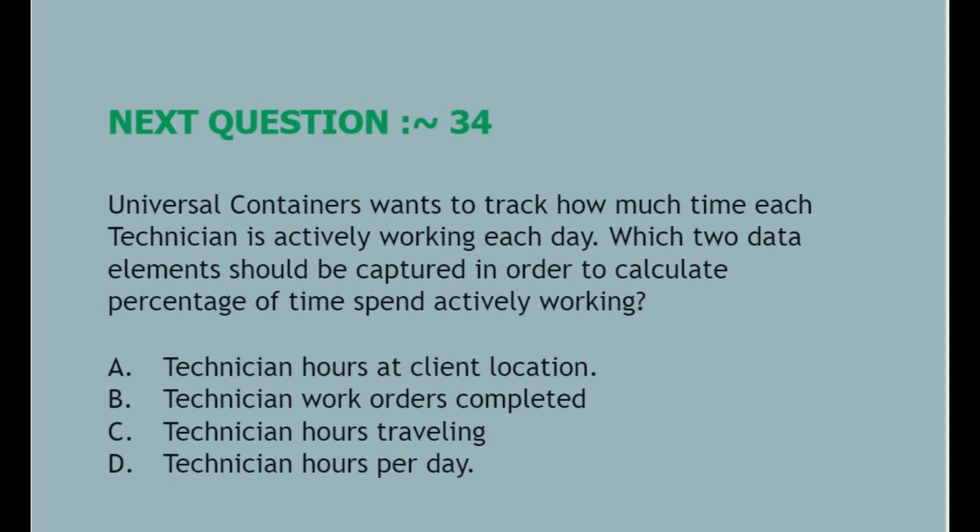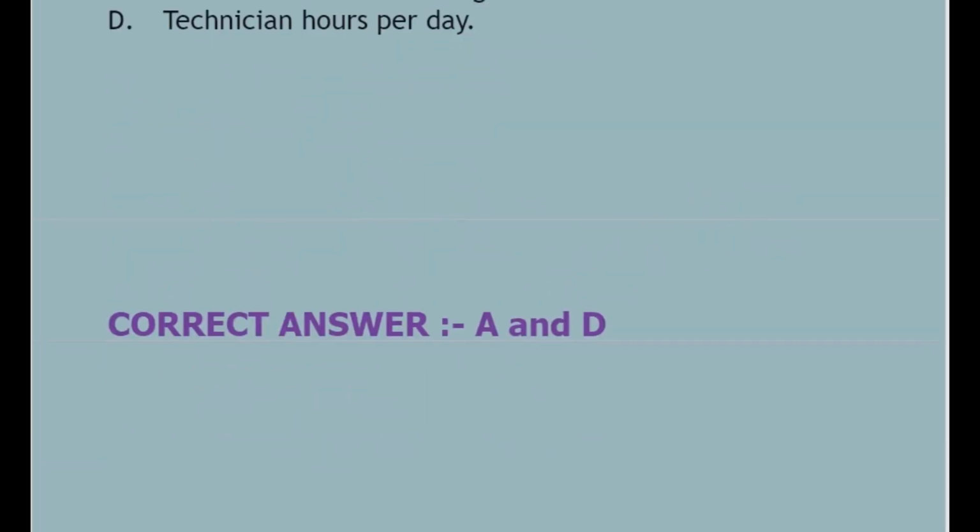Question is, Universal Containers wants to track how much time each technician is actively working each day. Which two data elements should be captured in order to calculate percentage of time spent actively working? Option A, technician hours at client location. Option B, technician work orders completed. Option C, technician hours traveling. Option D, technician hours per day. Correct answer is option A and option D.